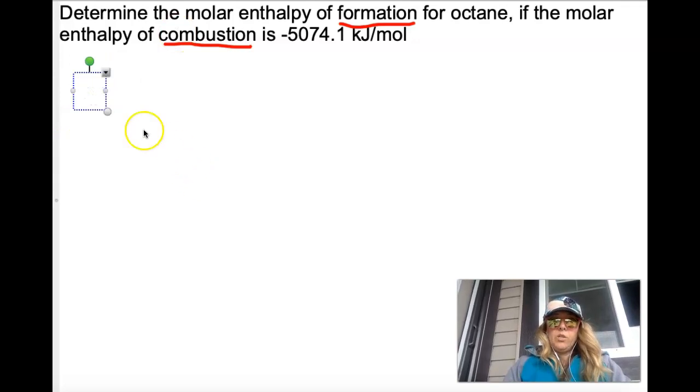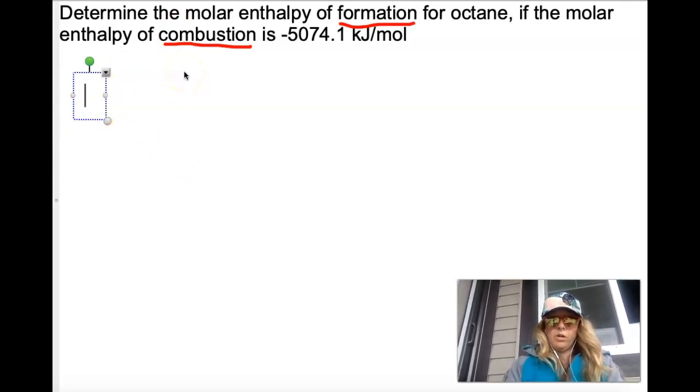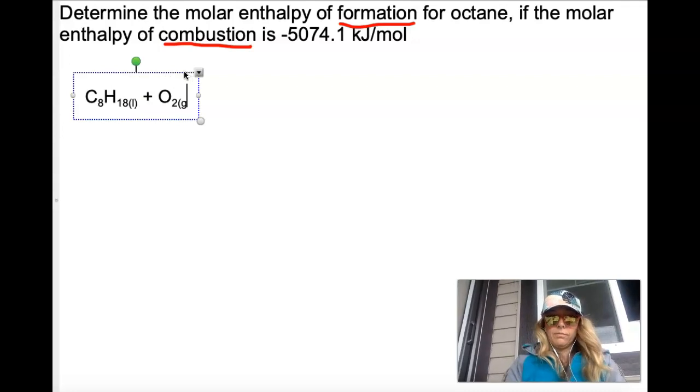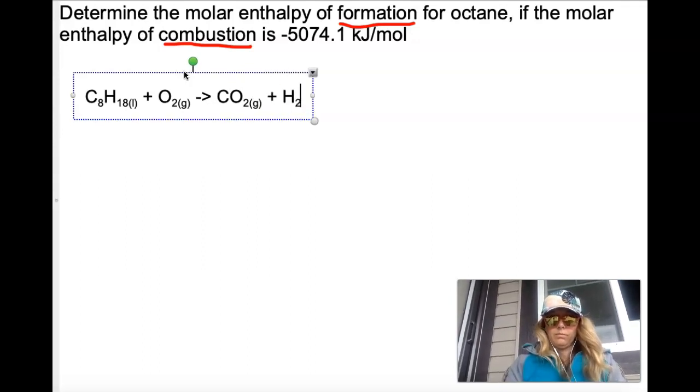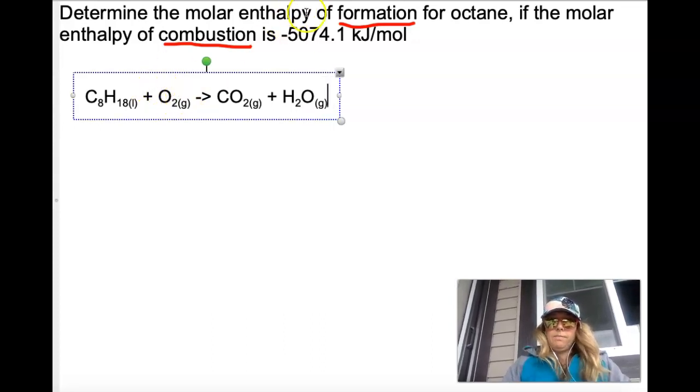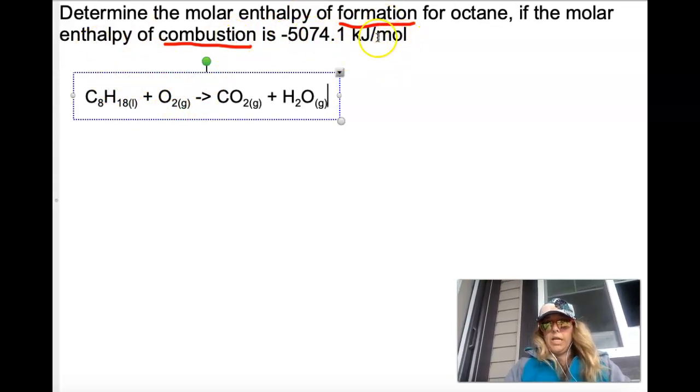So first off, we need to write the combustion of octane. So octane is C8H18. It's a liquid. Plus oxygen to give us CO2 and water. Balancing wise, here's another key piece. This gave me the molar enthalpy of combustion of octane. So I want to make sure that I keep this as a 1. Even if that means I have to balance as a fraction somewhere, that's okay. I need to keep that as a 1.